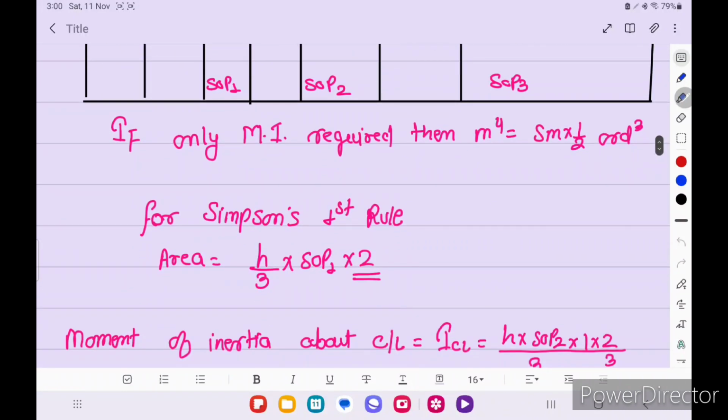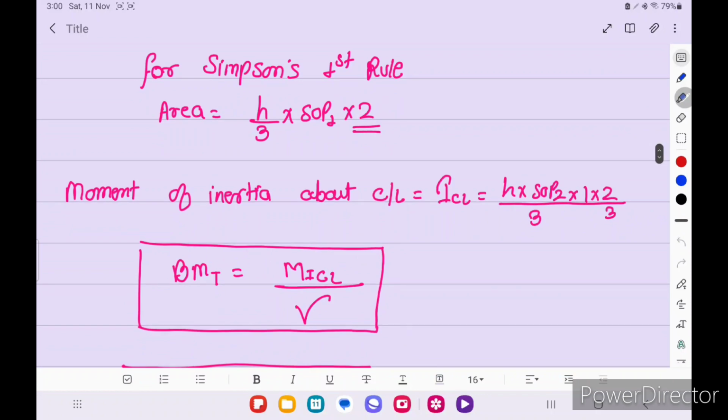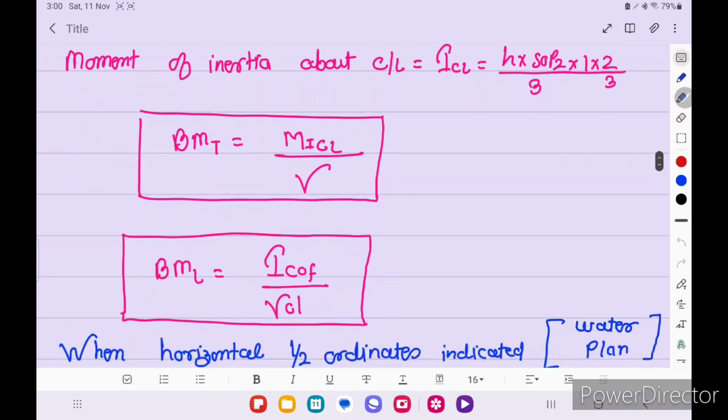If only MI is required, then the multiplier is SM into half ordinates cubed for Simpson's first rule. So area is equal to h by 3 into SOP into 2 because we are taking half ordinates. So the moment of inertia about the center line ICL is equal to h into SOP2 into 1 by 3 into 2, divided by 3. The BM transfer formula is MI center line upon volume.